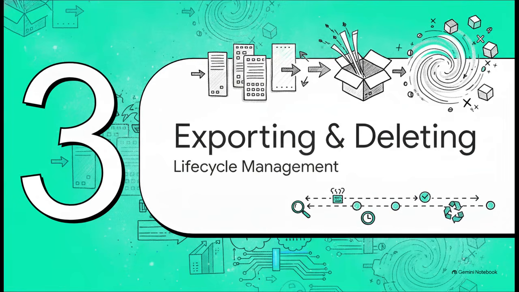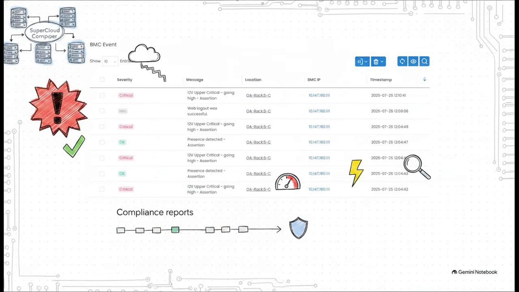Section 3. Exporting and deleting events. Log lifecycle management. Now, what's really interesting about this slide is when you look at a fully populated BMC event log dashboard, notice how clearly the severity levels pop out. You've got info, OK, and those bright red critical alerts staring back at you, like a 12-volt upper critical assertion.